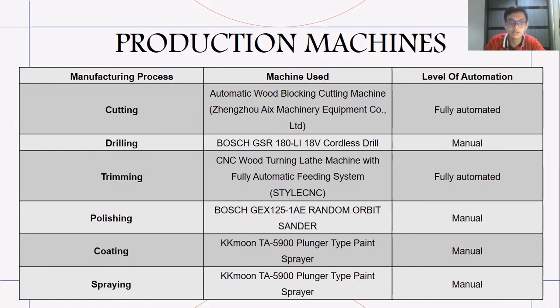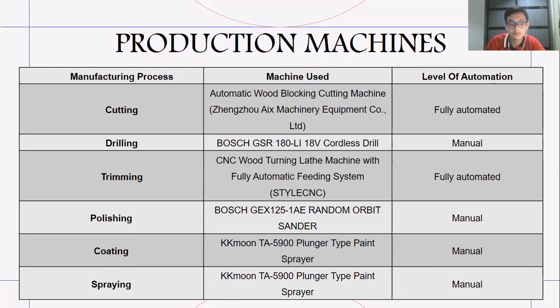The second machine, which is involved in the manufacturing process of drilling, is the Bosch GXR 180 Li 18 volt cordless drill. Drilling the center hole of the gasing is done manually because it is an intricate process.